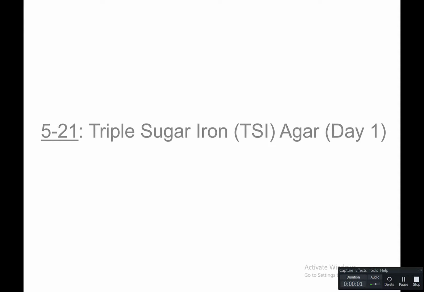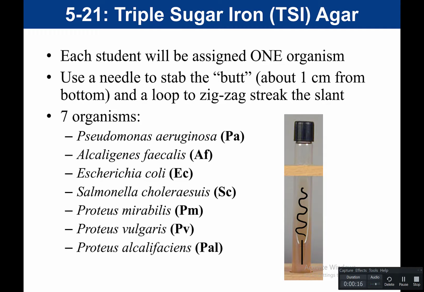In this experiment, we are going to look at the triple sugar iron or TSI Agar. This is going to be day 1, which is going to be the setup, and this is activity 5-21. Each student would be given a TSI slant. The TSI slant is going to have what's called a butt, which is this bottom part, and it has a slant. And each person would be assigned one of these 7 organisms.